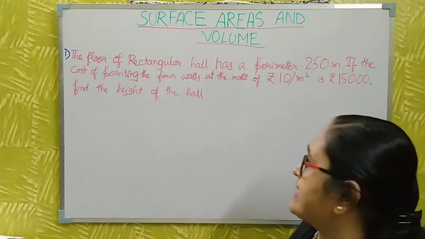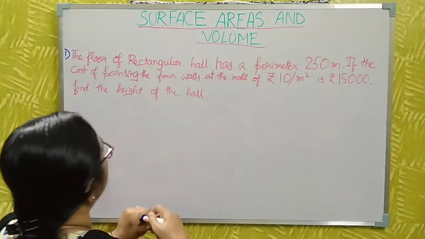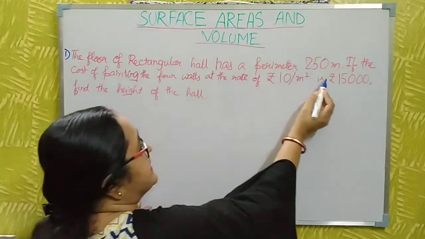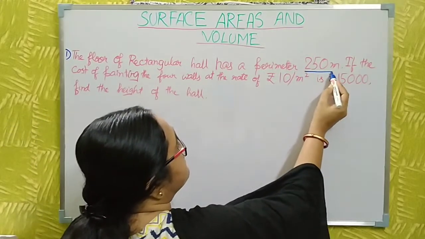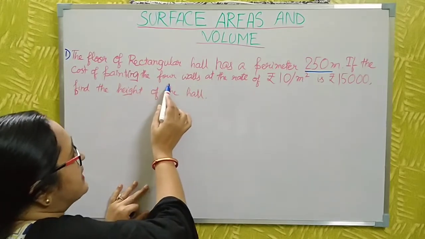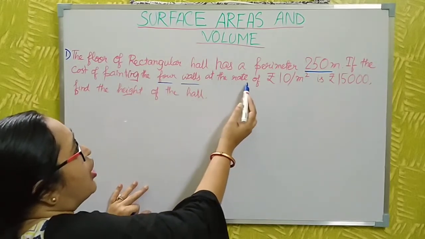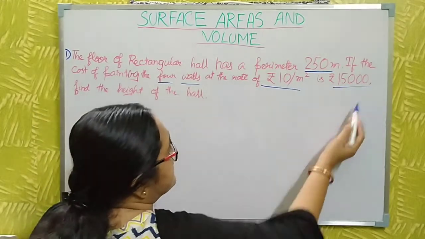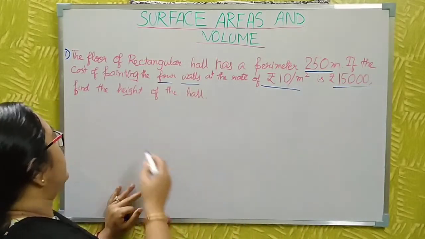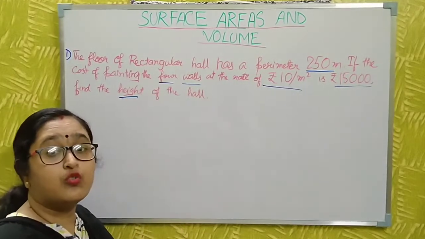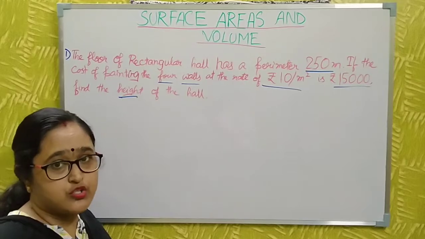Now I take an example. The floor of a rectangular hall has a perimeter of 250 meters. If the cost of painting the four walls at the rate of rupees 10 per meter square is 15,000, find the height of the hall. Do you know the room is also a cuboidal shape?